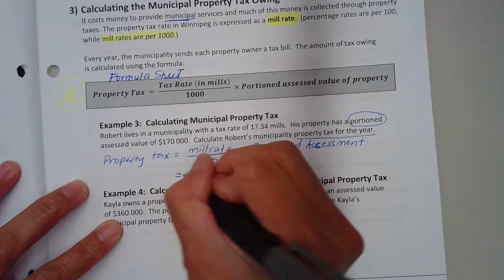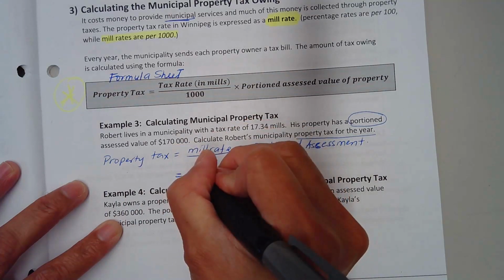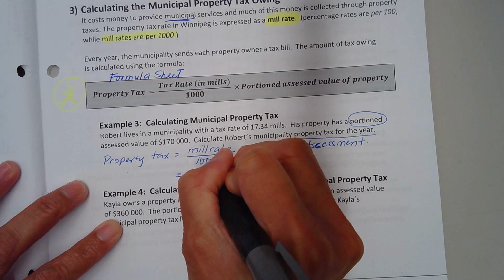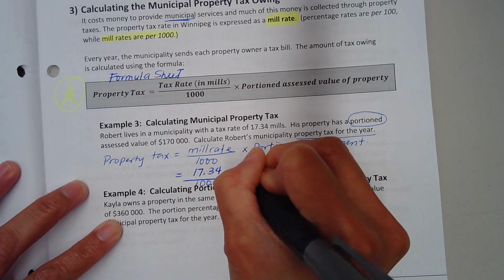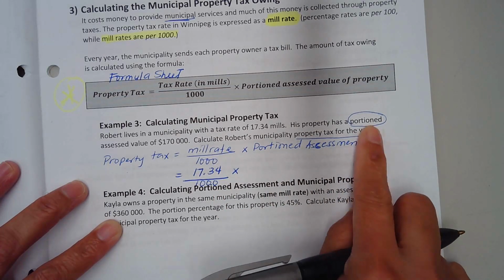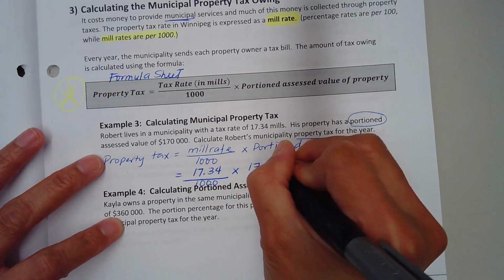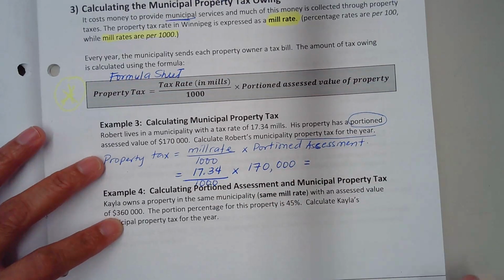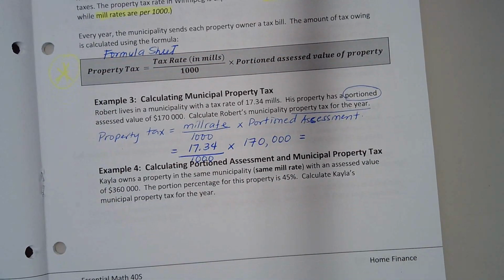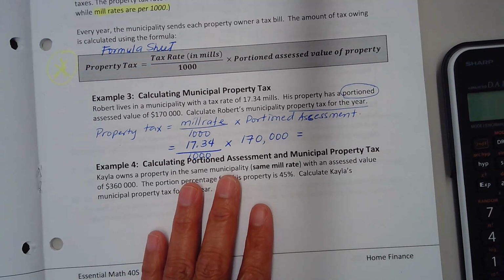So let's put in our numbers here. Mill rate is, where is it? 17.34 per 1,000 times portioned assessment. So portioned assessment is 170. There we go. So we just calculate that. Why don't you calculate that piece if you haven't done so, and I'll do the same thing.